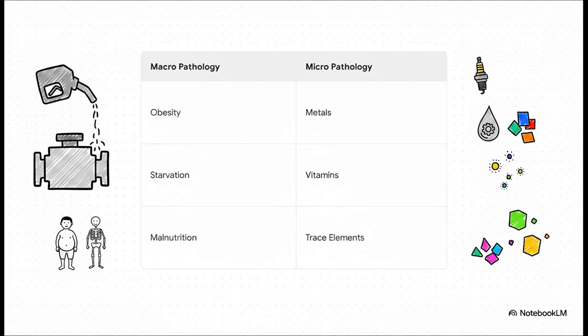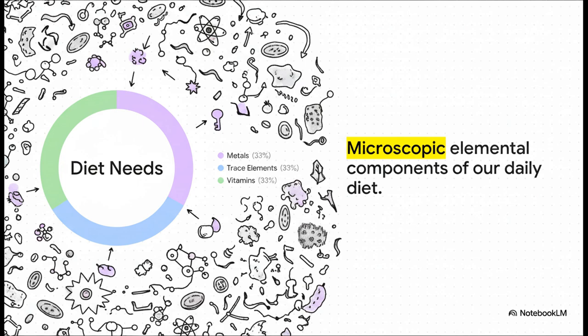Think of it this way. If the macro side is about the sheer volume of fuel for the engine, the micro side is about the essential oil and spark plugs required to keep the whole shebang firing properly. These essential microscopic dietary needs are broken down into metals, trace elements, and vitamins.